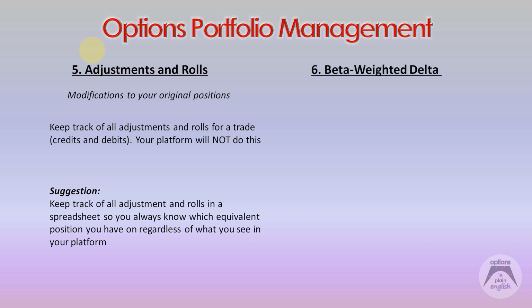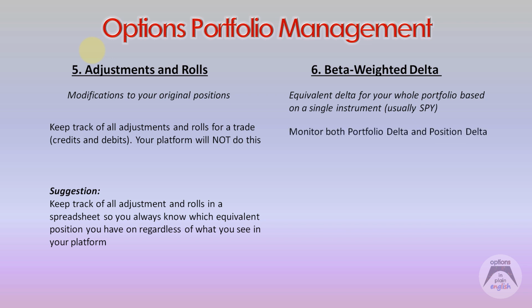Next one's beta weighted delta. We talked about beta weighted delta, which is normalizing all the deltas of your positions. If you're talking about the same underlying, you can add up all the different deltas. But if you talk about different underlyings, you have to beta weight them such that you have an equivalent delta for your whole portfolio based on a single instrument. Usually we use SPY.